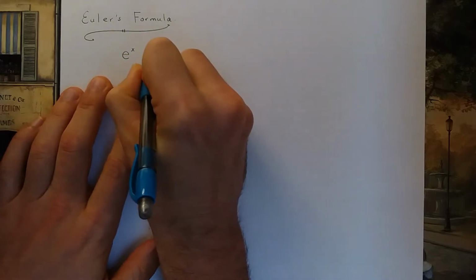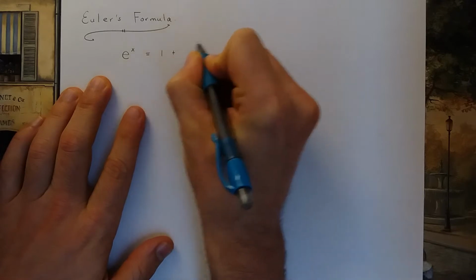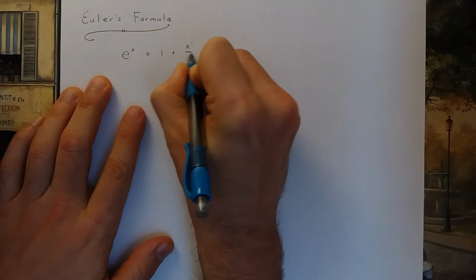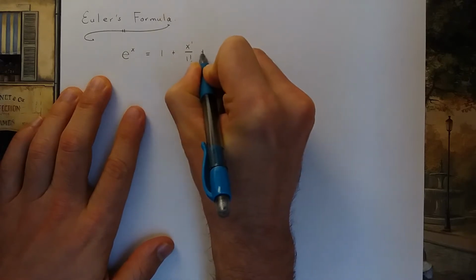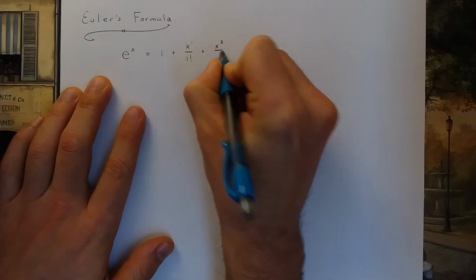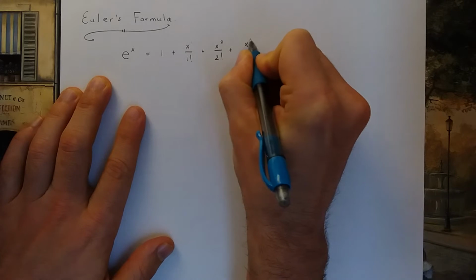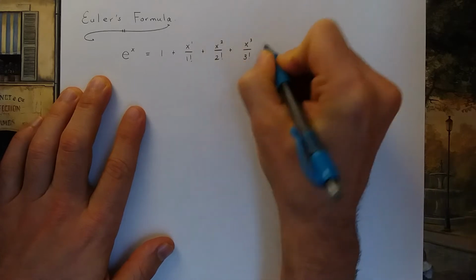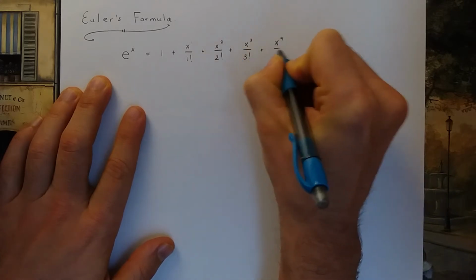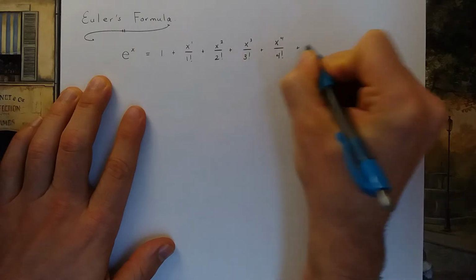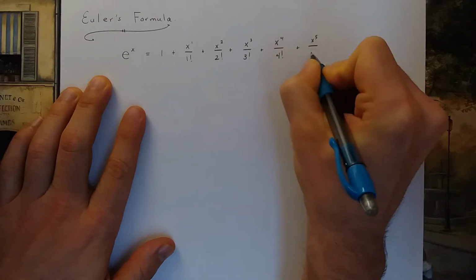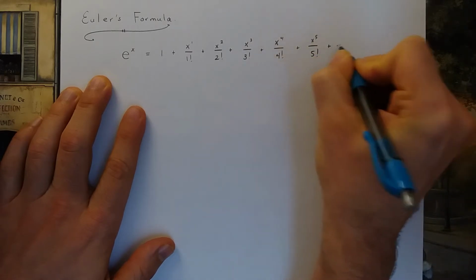So we know this is 1 plus x to the first over 1 factorial plus x squared over 2 factorial, and so on. X to the third over 3 factorial, x to the fourth over 4 factorial, x to the fifth over 5 factorial, and so on.